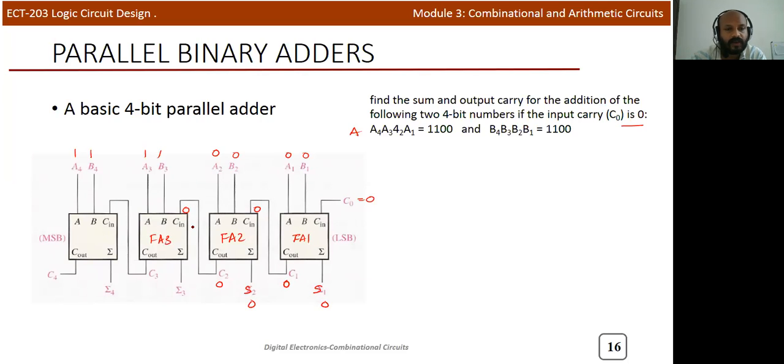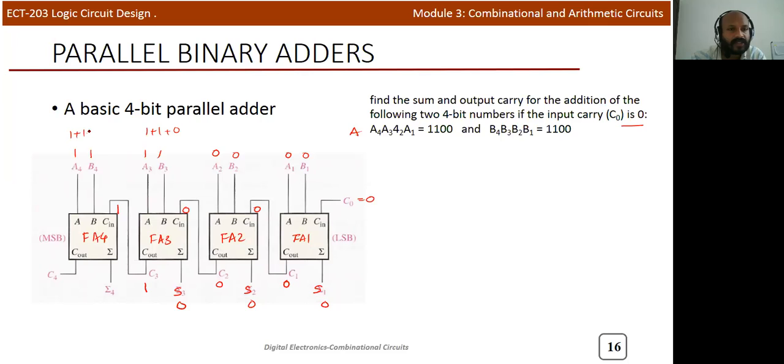So here it will be 0, and now we can see that A3, B3 inputs are 1, 1. So if you add 1 plus 1 plus 0, that will be the input for the full adder. So you will get sum equal to 0, so the S3 bit is 0, and the carry bit is equal to 1. And this carry is propagated to the next stage, that's the last stage, and here the input will be 1, and now we can see how it will operate.